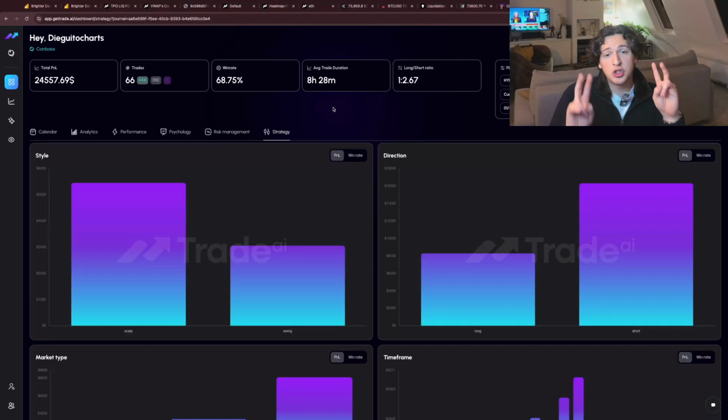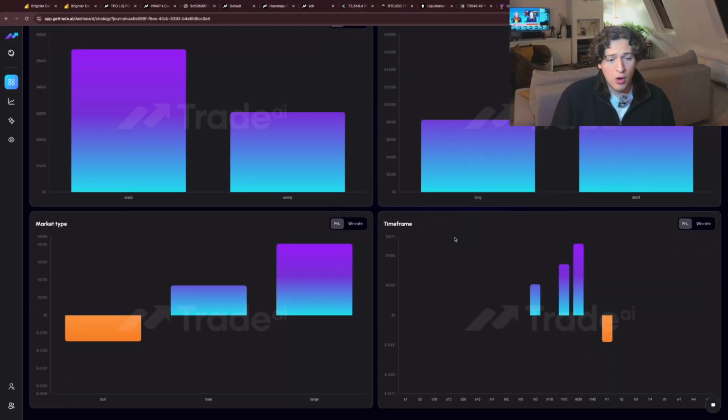And finally, you have the strategy section where you can track your style of trading and direction. You can see whether you're making more money with scalps or swings, whether you're making more money by going long or going short, or also the market type and the time frame. So if you entered the trade with the 5-minute time frame, 15-minute time frame, 1 hour, whatsoever, and the market type, if it's bullish, bearish, or in a range. And you can basically adapt your strategy thanks to this. So this is really a game changer, and with all those statistics that you can track, you will make a lot of improvements in your trading.